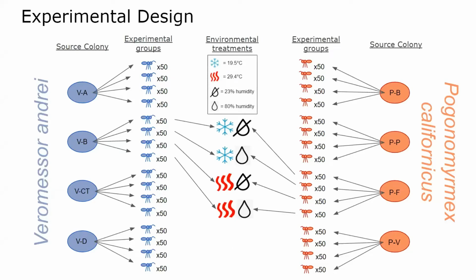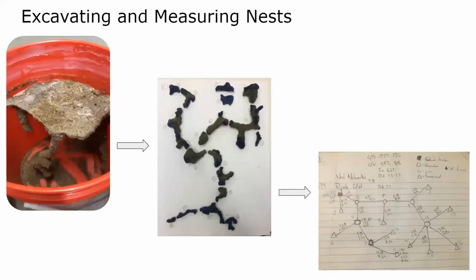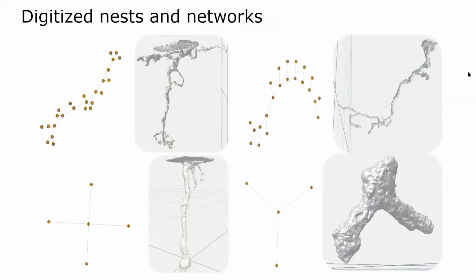So we collected from a total of 8 source colonies, 4 from each of our 2 species, and collected 4 experimental groups from each colony and subjected each to one of our 4 environmental treatments, those being cold and dry, cold and wet, hot and dry, and hot and wet. After the 7 days were up, we evacuated the ants from the nest, poured melted wax down the hole, and excavated the nest from the bucket setup, then represented each nest as a network. We then digitized each nest and network, as you can see here.